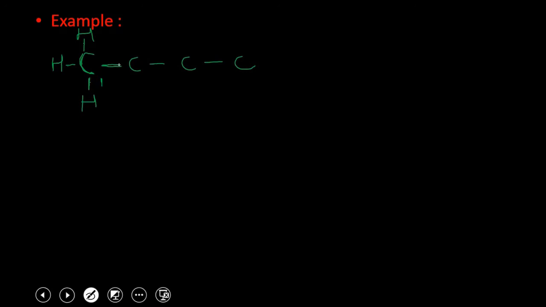Now the second carbon atom. It is attached to 1 carbon this side, 1 carbon this side. So now 2 more hydrogens must be here to make it tetravalent. Similarly, this carbon atom will be attached to 2 other hydrogen atoms. And this carbon atom will be attached to 3 other hydrogen atoms. So we can see here the self-linking in the form of a straight chain. So I am writing here, this is the straight chain.